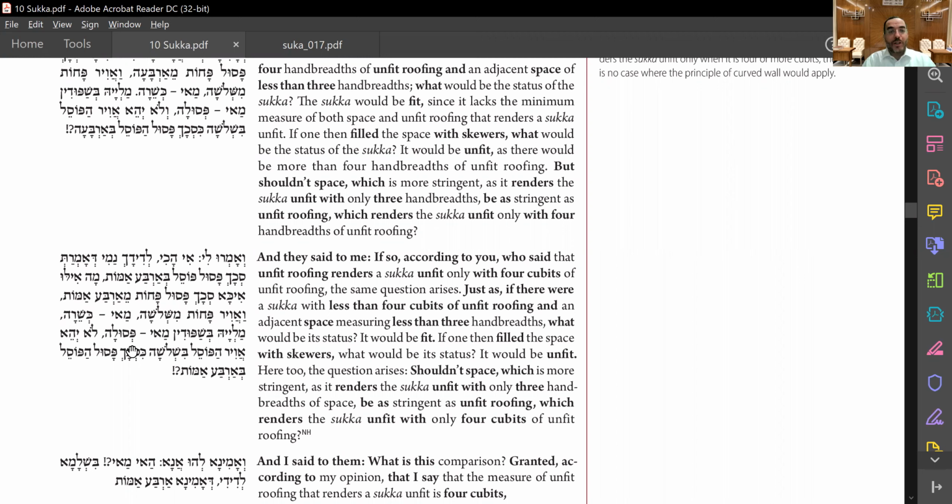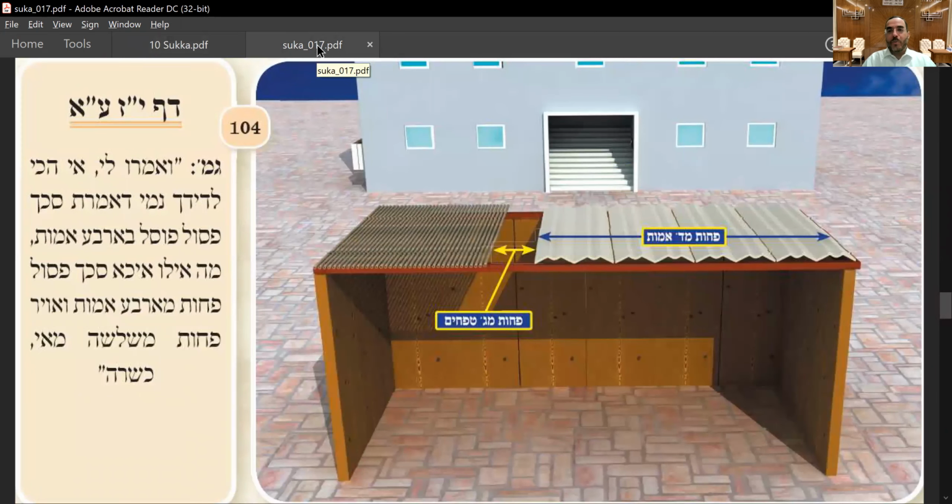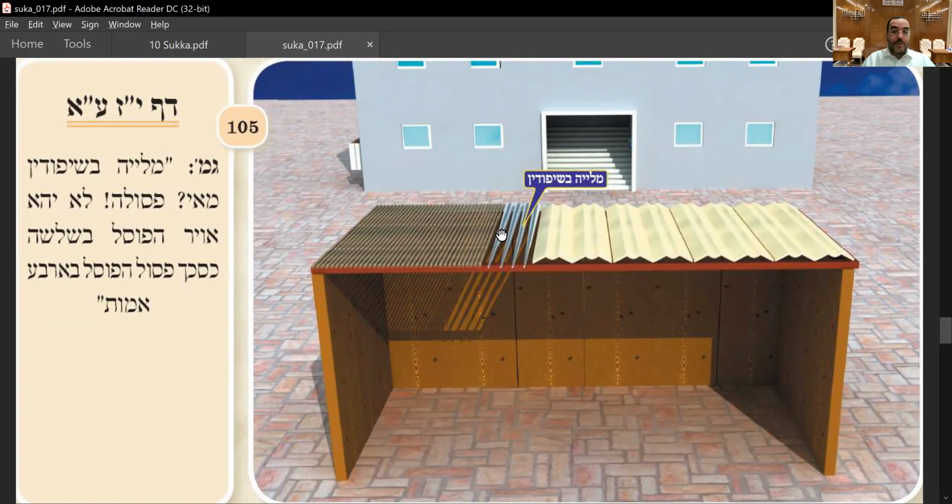Now, malya b'shipudin mai pesula. Lo yahavir posel b'shlosha kisach pasula posel b'arba amot. So same thing. Let's say I fill that in. We have some pictures of this, right? So here would be a case where you have 4 amot. They happen to put this on at the edge, but it really could be anywhere according to Rabbah. And then you have, so this is a little less than 4 amot, and this is a little less than 3 tefachim. This is kasher. And yet, if you would add metal bars, now you have more than 4 amot of schach pasul, then this would be no good. According to Rabbah, according to everybody, would be no good.